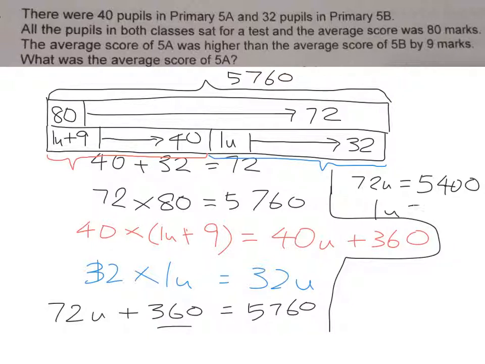So 1 unit is equal to 5,400 divided by 72. So 1 unit should be equal to 75 marks. Therefore, the average of class 5B should be 1 unit, which is 75 marks here, and the average of 5A will be 1 unit plus 9, so we take 75 plus 9 equals 84 marks. So that is the average score for 5A, which is what the question wants. That's the final answer.